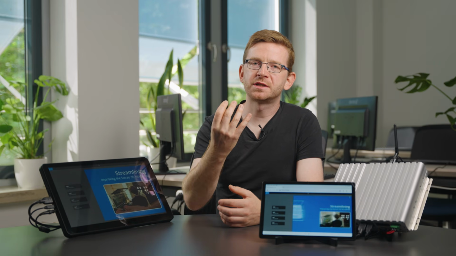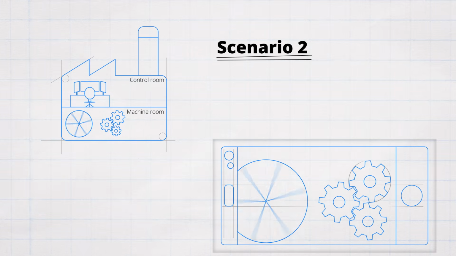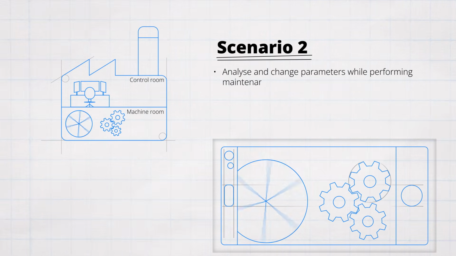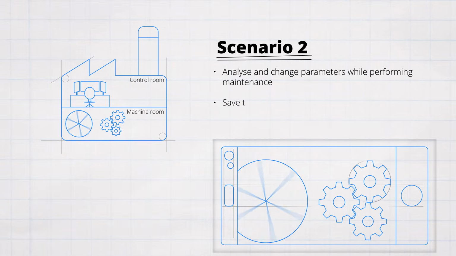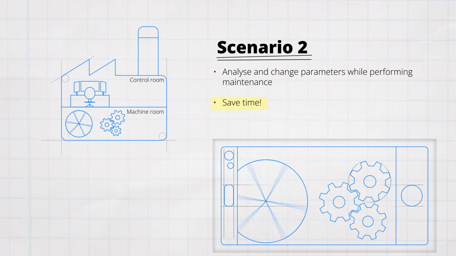Another way would be to get the screen closer to what's happening. Imagine a factory with a control room with many screens and a machine floor where the actual machines operate. A trained technician could simply clone the machine room app onto their phone and analyze and change parameters while performing maintenance on the machine floor. In this scenario, we save time because we do not have the technician running back and forth to the control room.